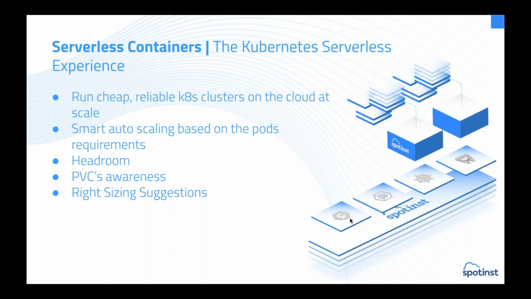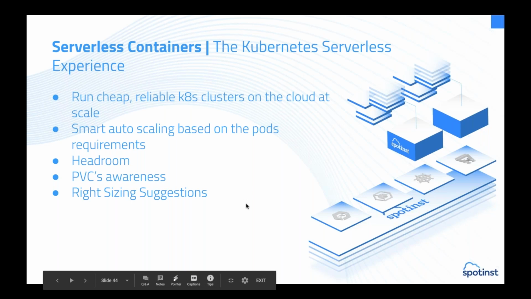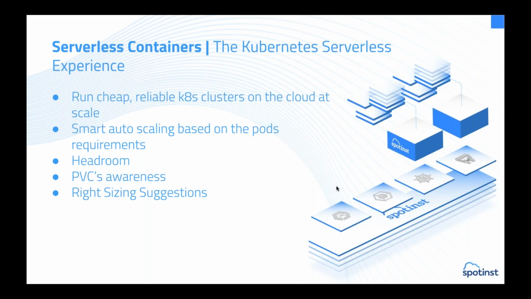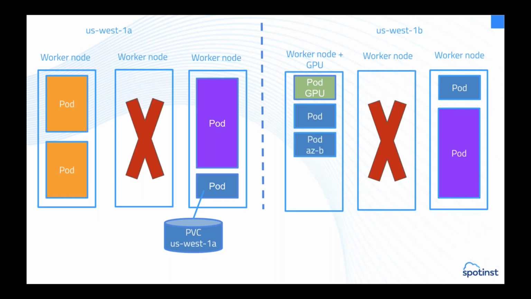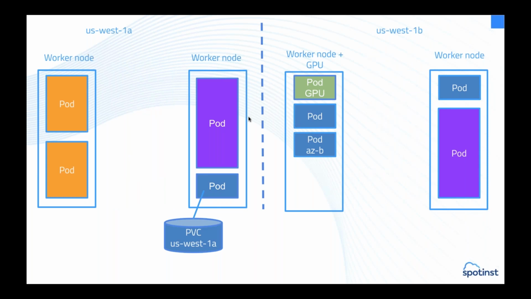We are aware of PVCs, which means that if we have a PVC attached to a pod and the pod has to be rescheduled, we will make sure to launch the instance in the correct availability zone to make sure your pod is attached to the EBS volume once again. And we add more and more features like the right sizing suggestions, where we give you recommendations based on the actual utilization versus the request on how to specify your application requests. So if I go back to the example before, that was the state that we finished with. What would happen with Ocean is that we'll make sure to scale down those instances in a graceful manner, and then the allocation of the resources would be as of this.